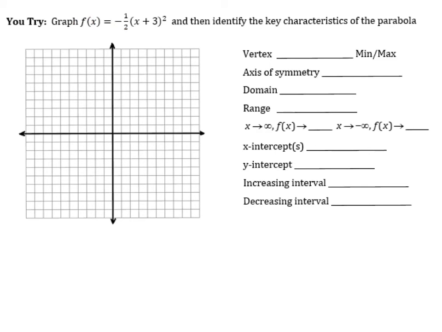So here's one more practice problem. I would like for you guys to pause the video and actually try this one on your own. You want to graph f of x equals negative 1/2 times the quantity x plus 3 squared, and then identify the key characteristics like we did in the do now. Alright, so just pause the video, try this question on your own, try graphing it, figure out the vertex, determine how the a value is going to affect your pattern, and then I'll come back with the solution and explain how I got to that solution.